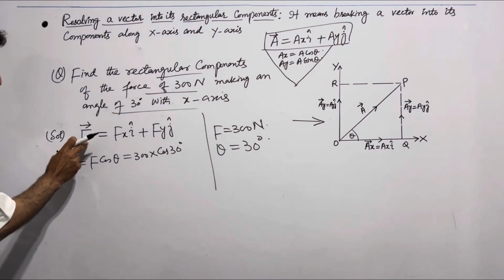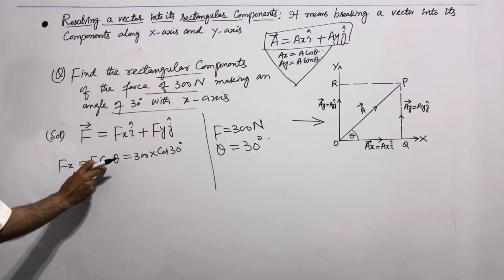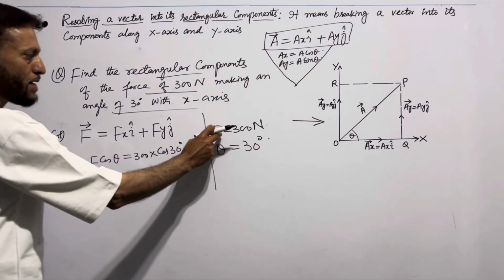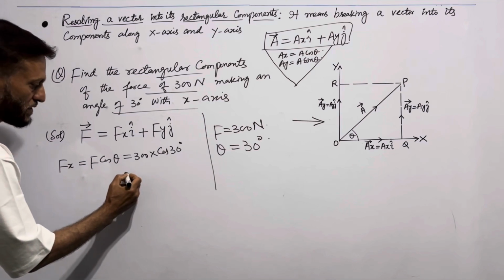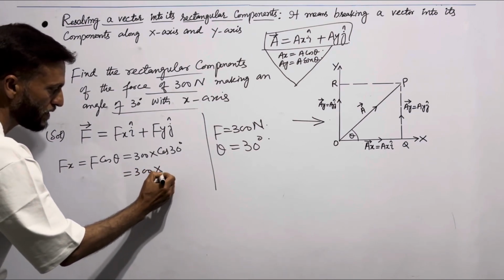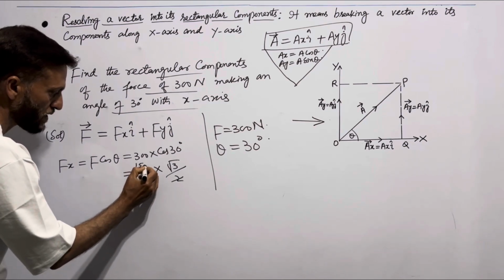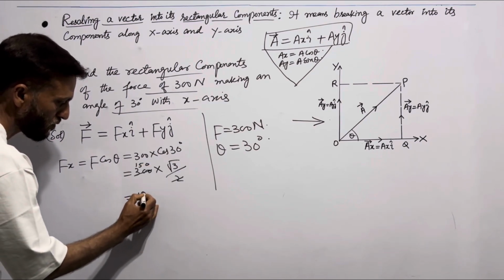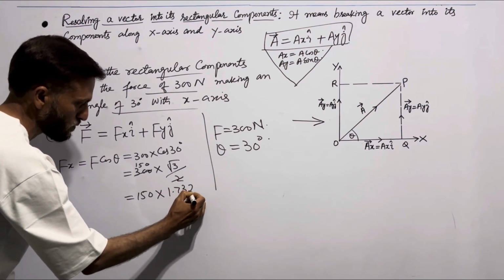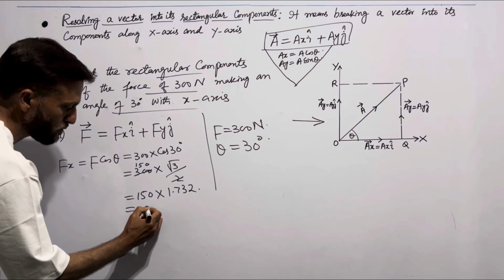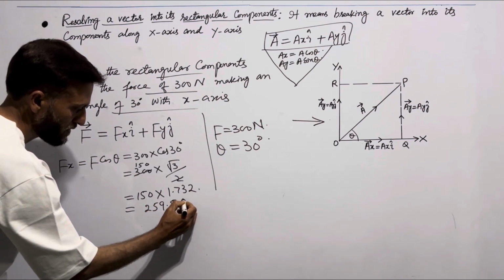Our vector is force vector, F is equal to Fxi plus Fyj, and we know Fx is equal to F cos theta, and here F is 300 Newton, theta is equal to 30 degree, so we have 300 into cos 30, this is equal to 300 into root 3 by 2. 2 1s are 2, 2 5s are 10, 2 zeros are, we have 150 into root 3, which is equal to 1.732. This will come out to be 259.5 newtons.